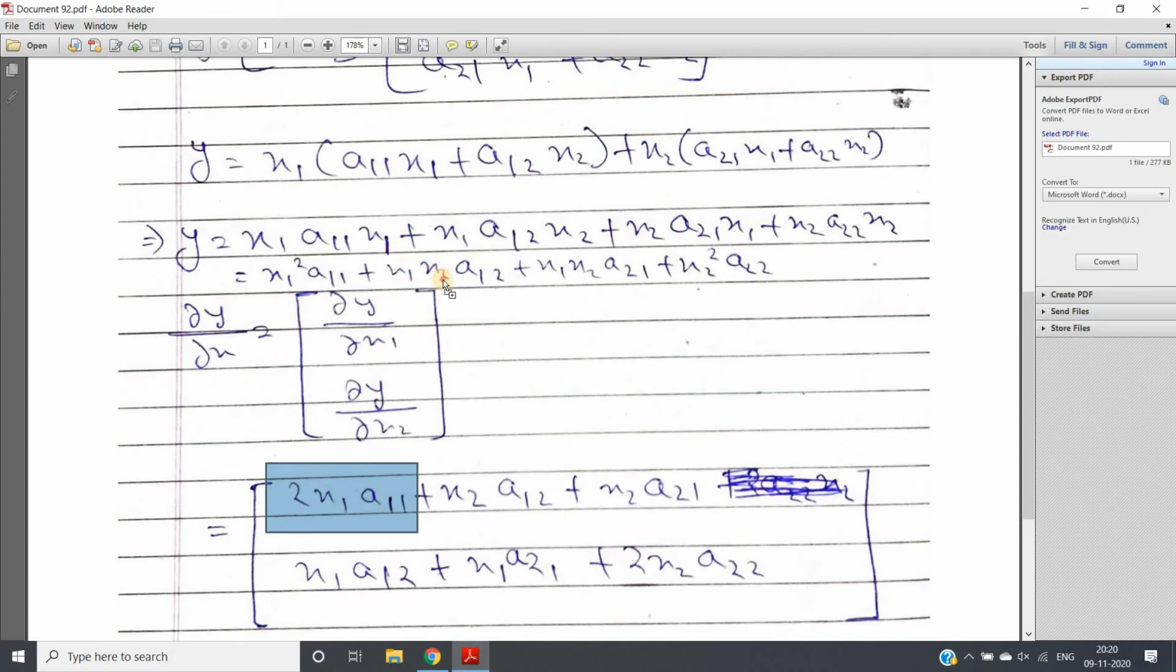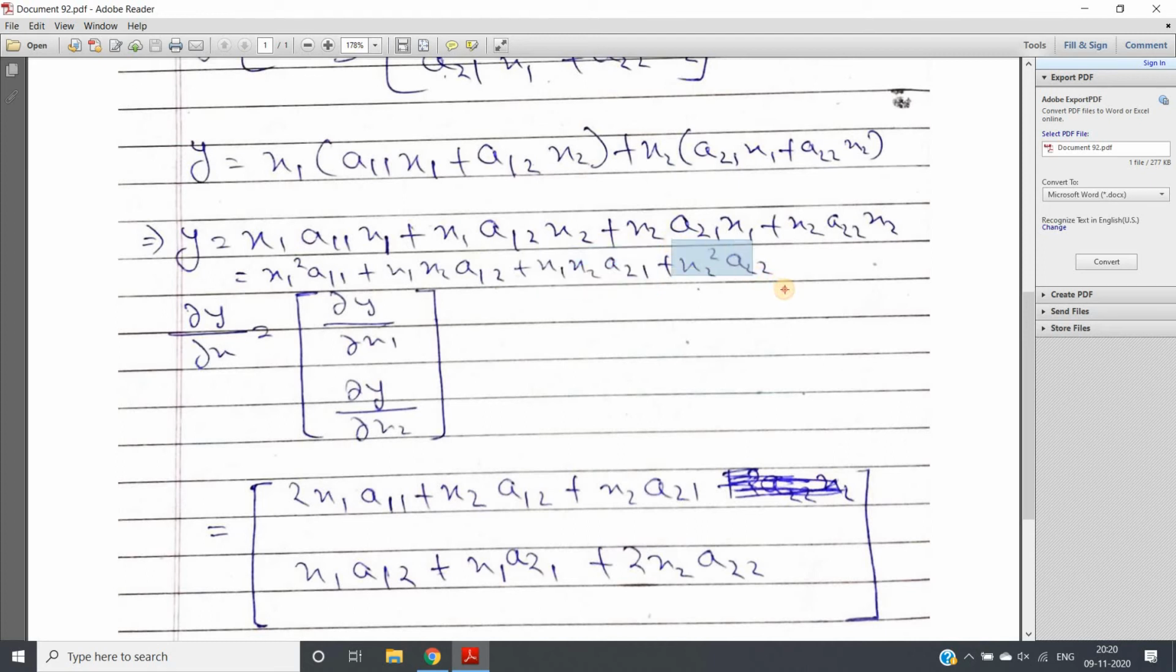Then this one, x1 multiplied by x2 multiplied by a12. x2 and a12 will be treated as constant because we are doing partial derivative with respect to x1. So x2 will be treated as constant, so it will become x2 into a12. Okay, right? Then for this one, it will be x2 into a21.